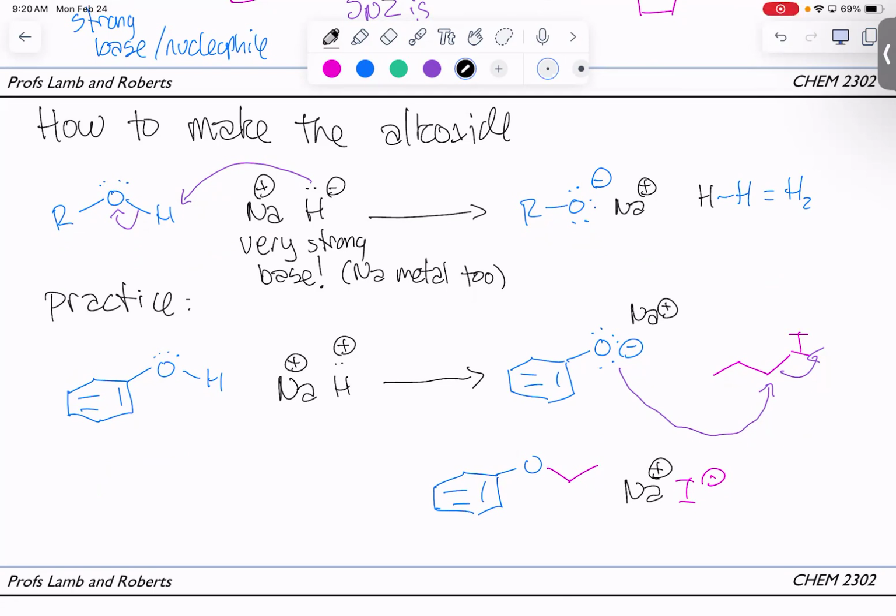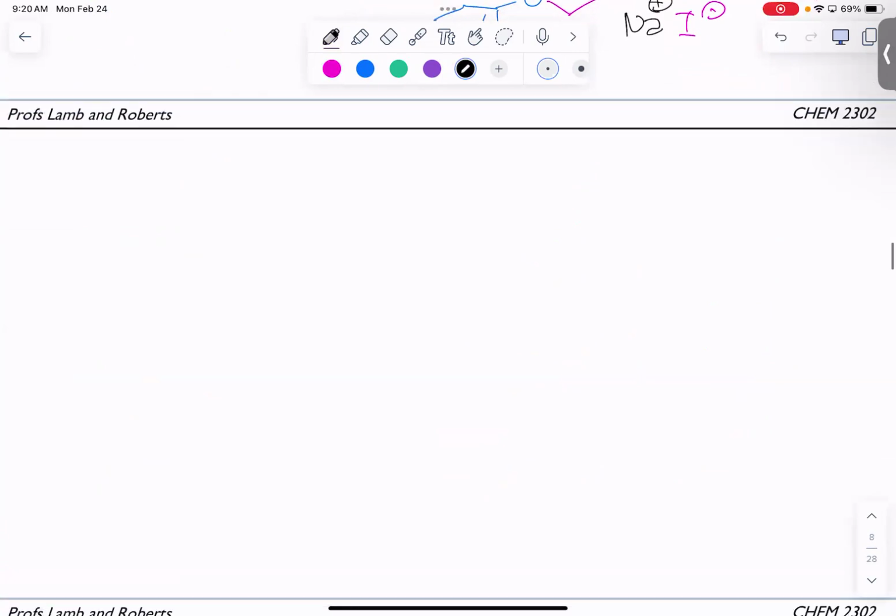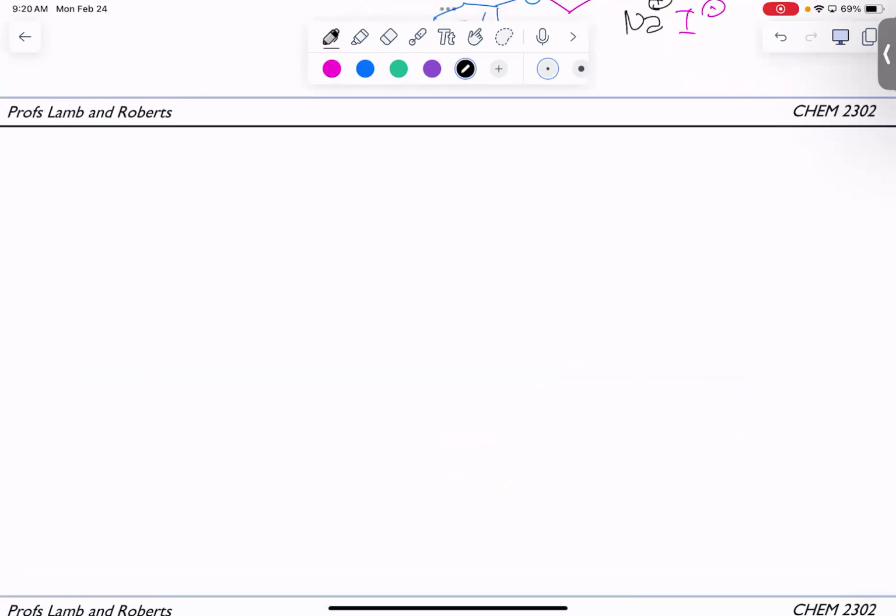All right, so this we can think about for thiols, which are the sulfur version of alcohol. When we take a look at our periodic table, we see that oxygen and sulfur, elements 8 and 16, are in the same group, so they're going to behave similarly, but they do have some different properties. So that's our next learning objective, dealing with thiols.